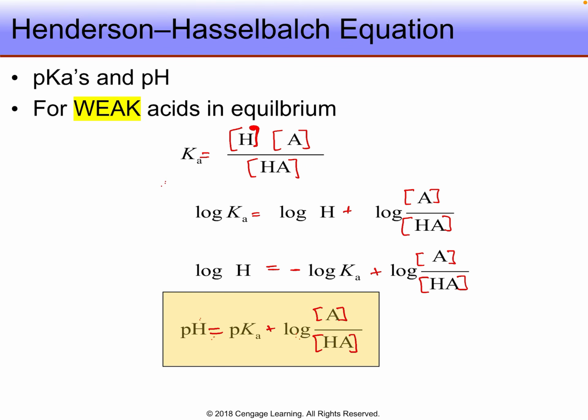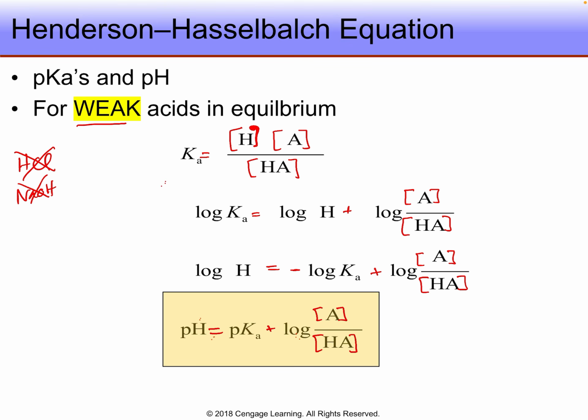Okay, I'm going to talk about a useful equation for working with buffers, and it is called the Henderson-Hasselbalch equation. It's only to be used when you have a weak acid and its conjugate base. So if you have HCl, you cannot use it. If you have sodium hydroxide, you cannot use it. You have to have a weak acid and a weak base, otherwise you cannot use it.